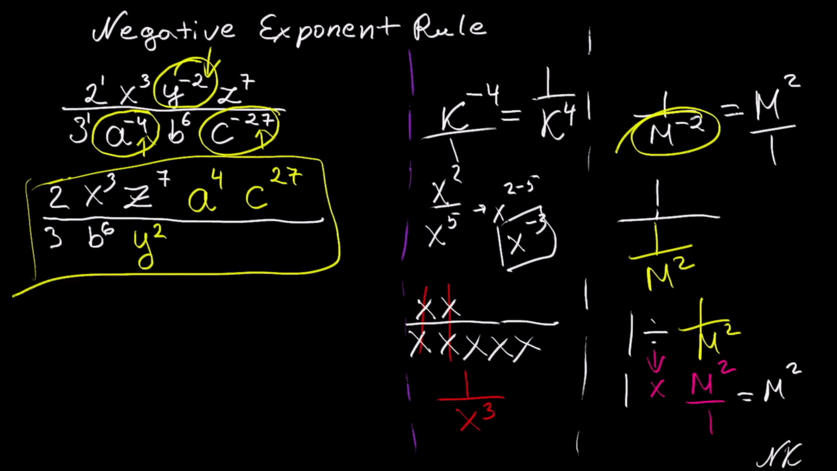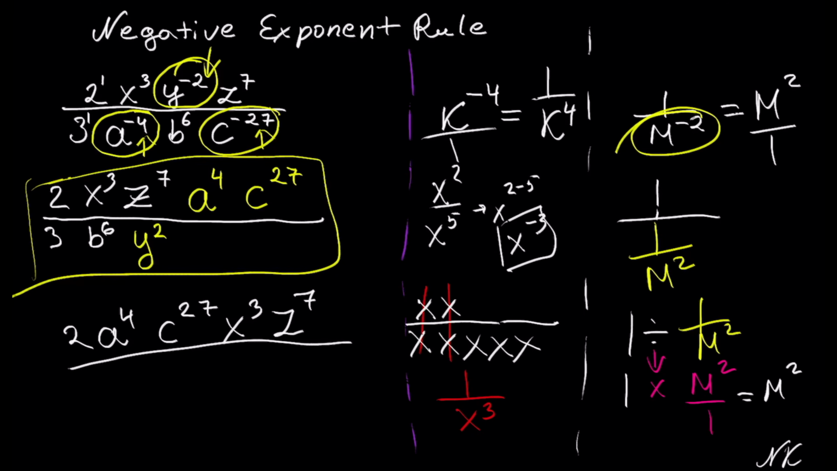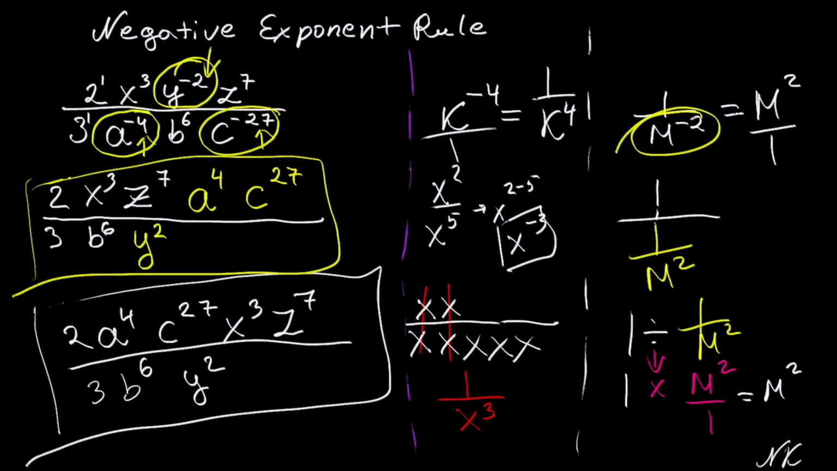However, some answer keys list variables in alphabetical order, so we can have 2a to the fourth, c to the 27, x3, z7 out of 3b to the sixth, y to the second in denominator, and this is also a good solution.